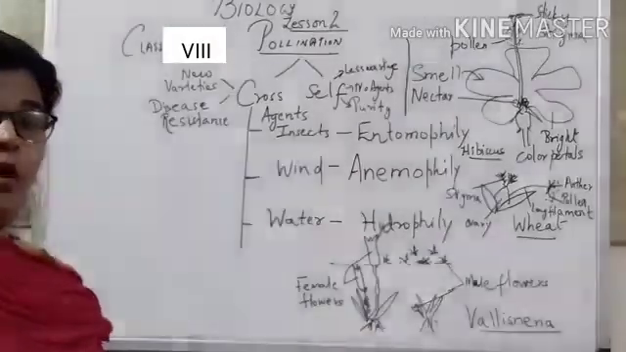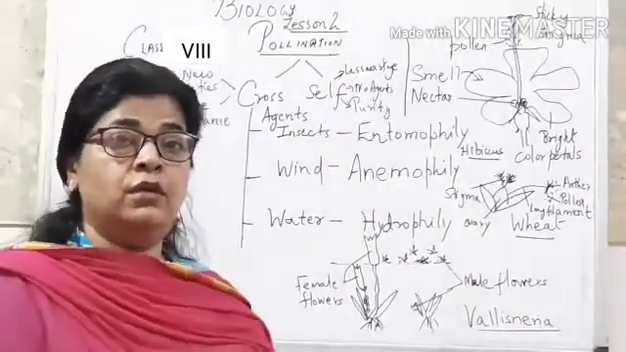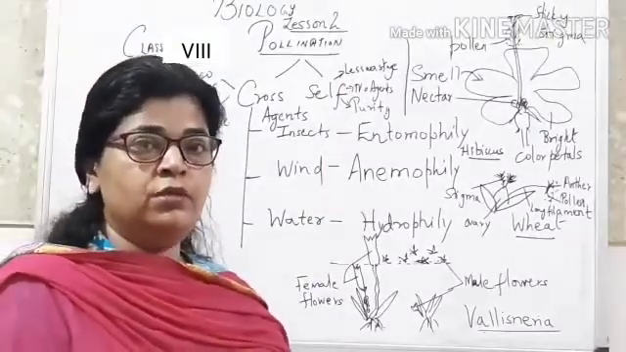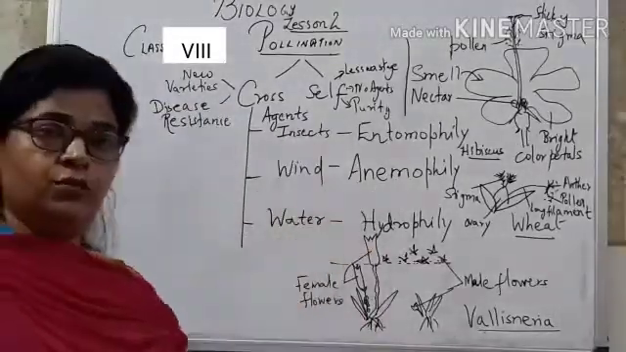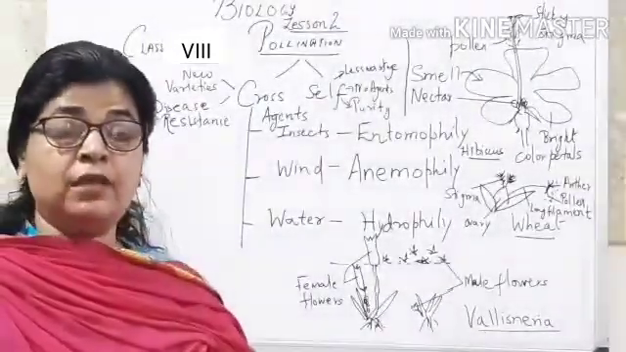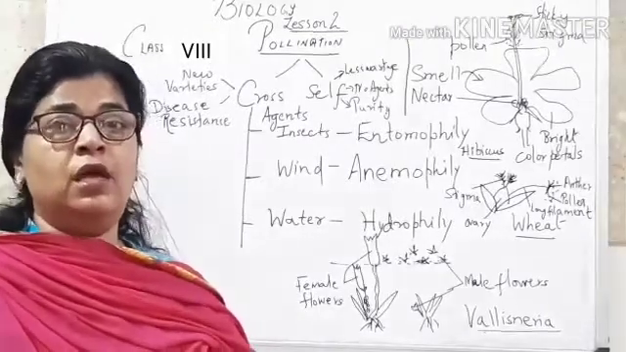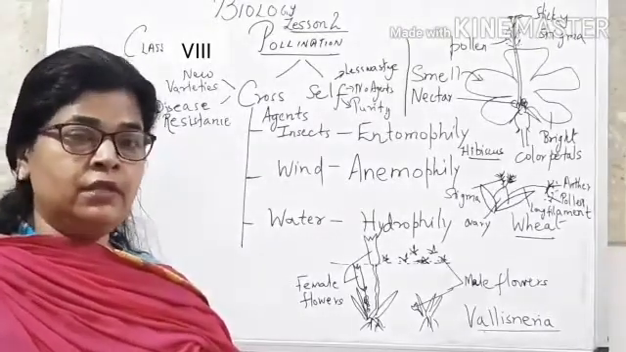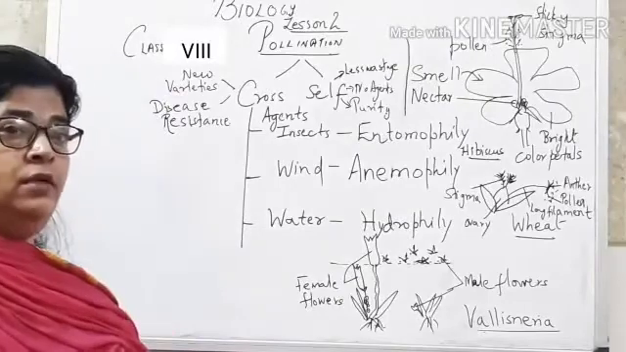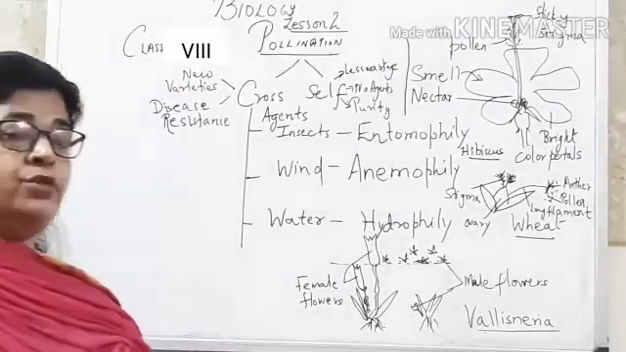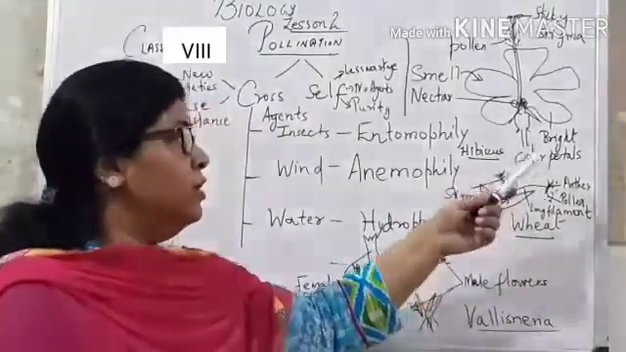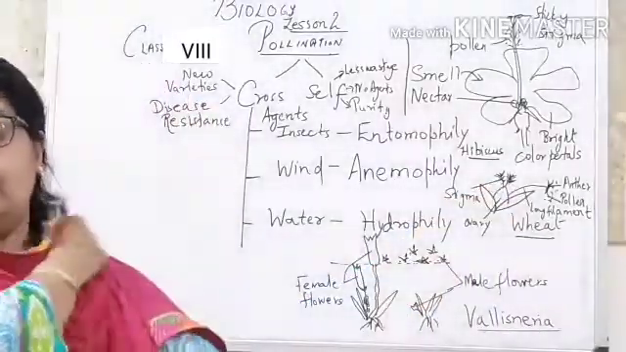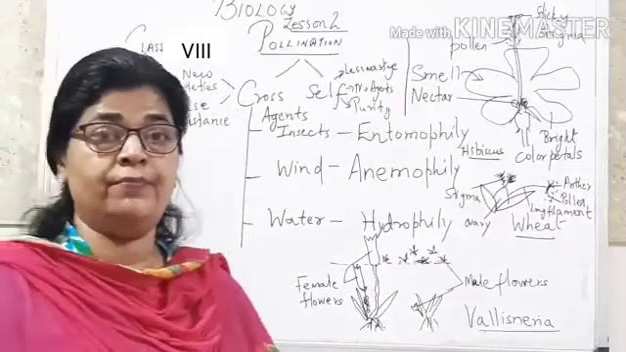Now, how is cross-pollination brought about? This is brought about by external agents like insects. Entomophily it is called. This kind of pollination is called entomophily. In this kind of pollination, the flowers are mostly beautiful and bright, like the hibiscus flower I have drawn here. The petals are big, large, colored, showy.